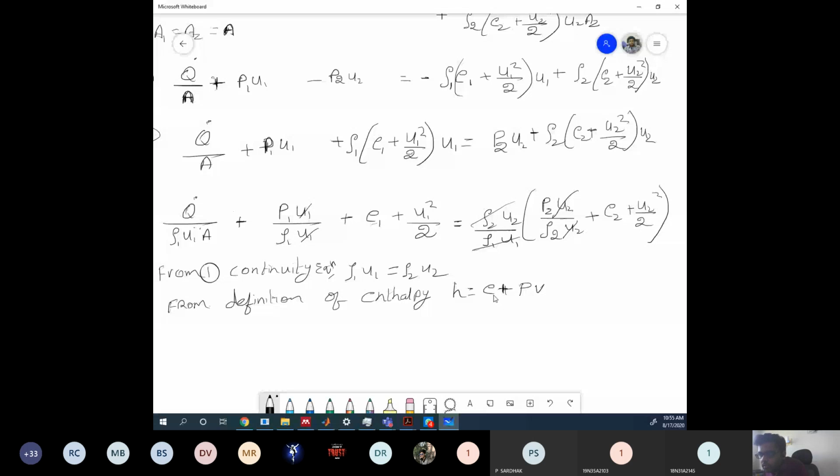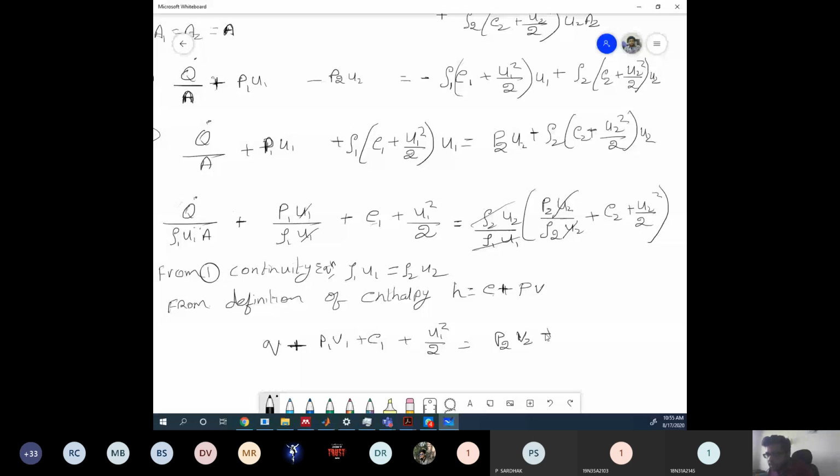Now because of that, obviously this term is q, the first term. So q plus p1 by rho1. Can I write it as p1 by rho1 here? You see this p1 by rho1 is p1 v1, right? Plus e1 plus u1 square by 2 is equal to p2 by rho2, which is also p2 v2, since rho2 is the reciprocal of volume. So that is what I'm writing, p2 v2. This is volume v2, not velocity v2. So plus e2 plus u2 square by 2.